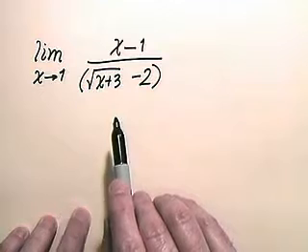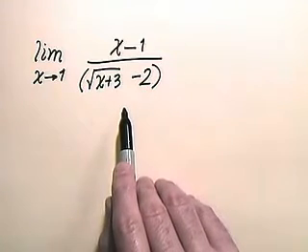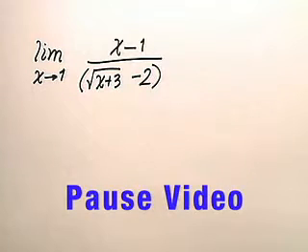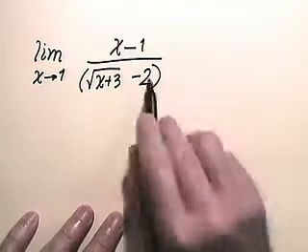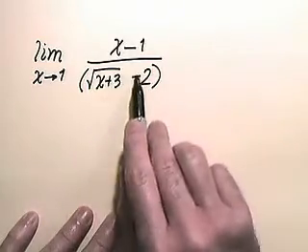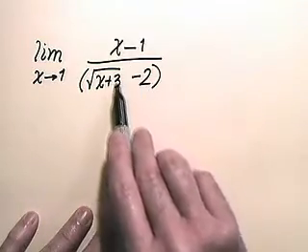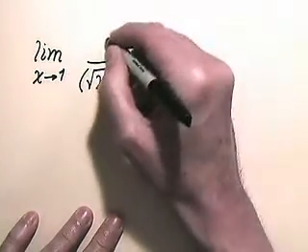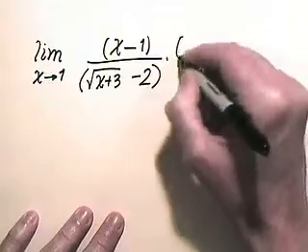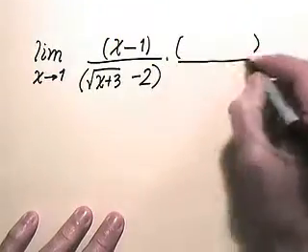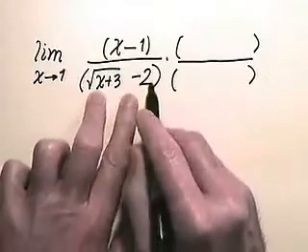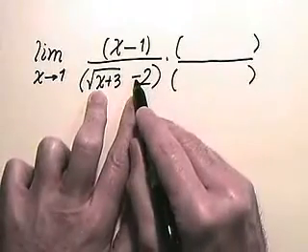Okay, so here we have this problem. We've got 0 over 0 and a difference of a radical with a number. And the way we deal with that is we multiply top and bottom by the expression we get by replacing this negative sign with a plus sign. In other words, copy the two terms, but replace the negative sign by a plus sign and put it in both the numerator and denominator.